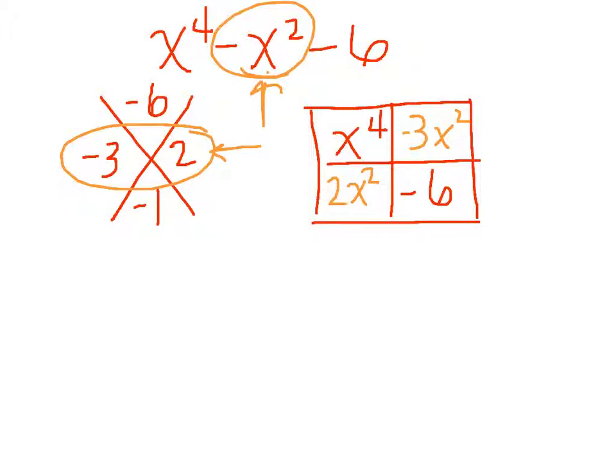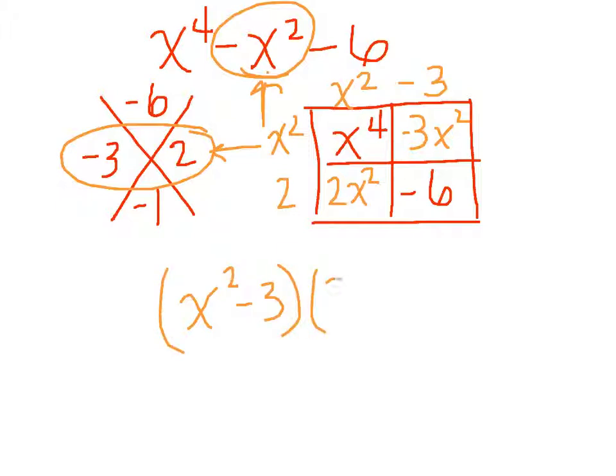So when I factor, if I look at the top row, they have an x squared in common, so I'm going to factor out an x squared. When I look at the bottom, they have a 2 in common. And that's going to make the top x squared and minus 3. So my final answer should be x squared minus 3 times x squared plus 2.